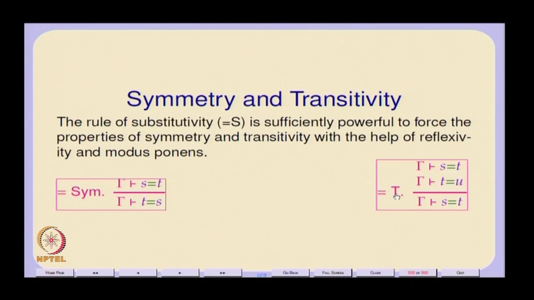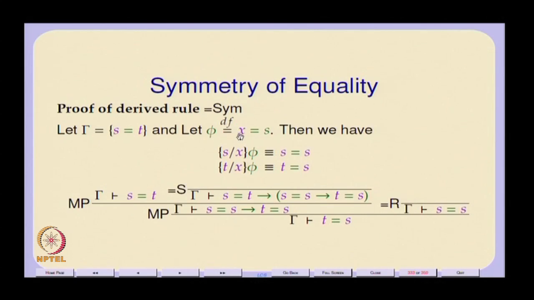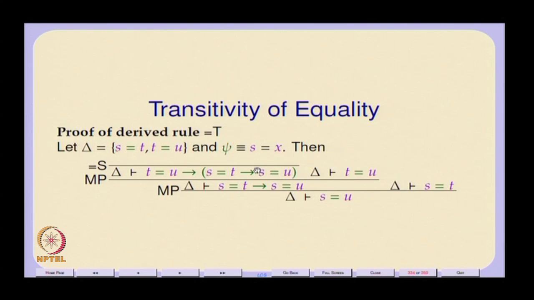Okay, transitivity is also provable actually. So here again we took the formula X equals S in the case of symmetry. Here we take S equals X. So you're given assumptions S equals T and T equals U, and you have to prove S equals U. So, I am going to take S equals X as a formula, and then it is very clear that I have T equals U arrow S equals T arrow S equals U.